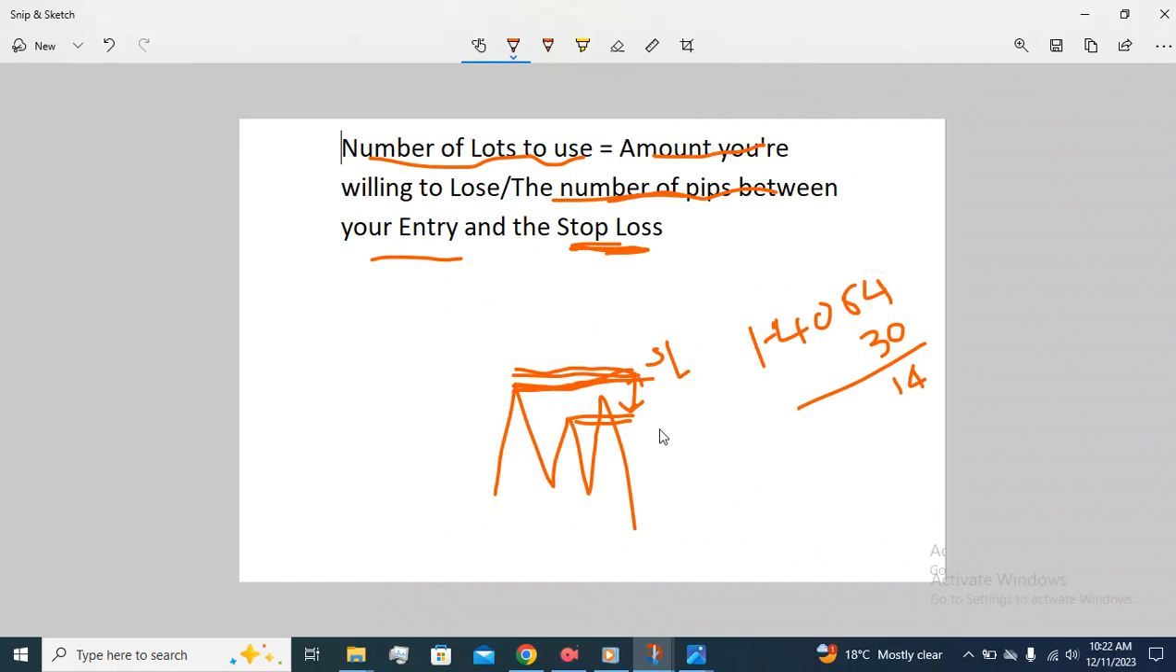So you take the number of lots, you take the amount you're willing to lose. Like I said, you're willing to risk 2% of your $100 account. So 2% of $100 account is $2, right? Take $2 divided by the number of pips between your entry and stop loss. You measure the number of pips from here to here. For example, if theoretically you're getting 10, then 2 divided by 10, you get 0.2. So you can use a lot size of 0.2.